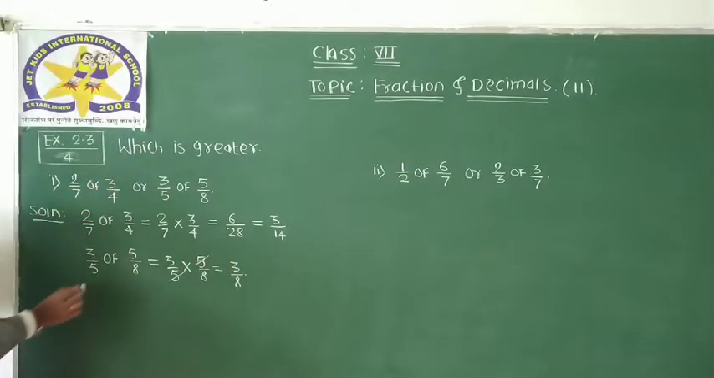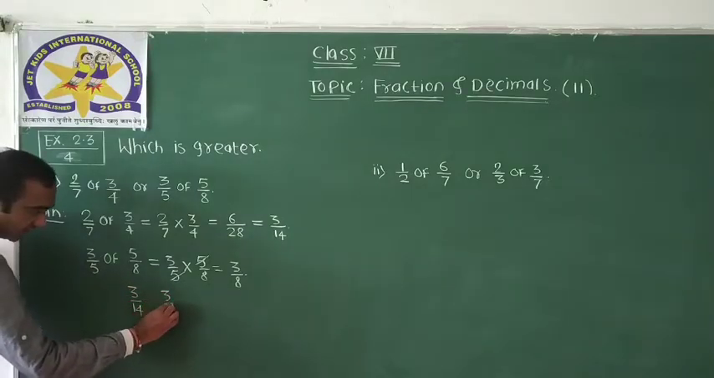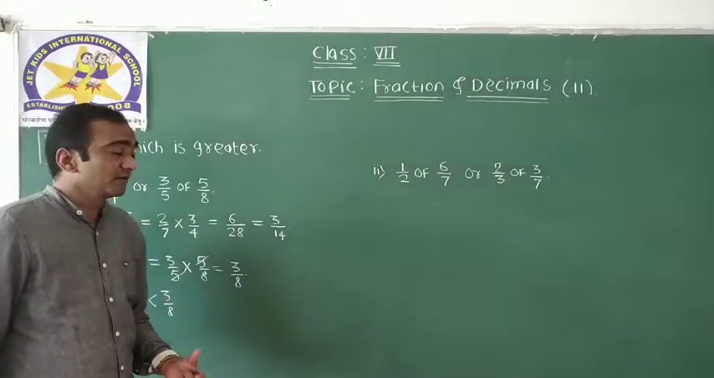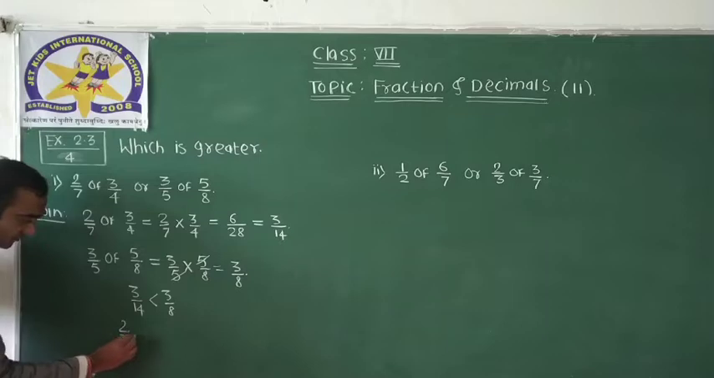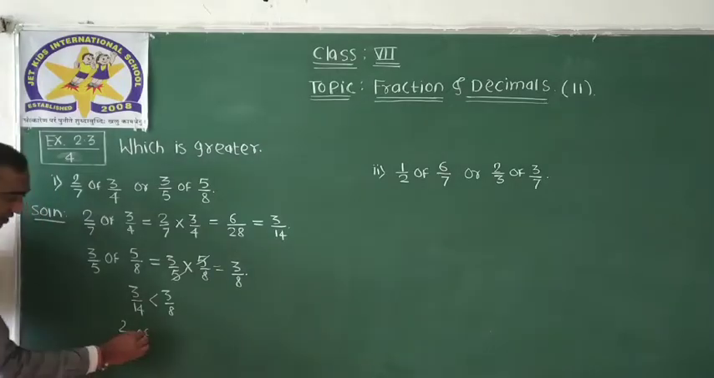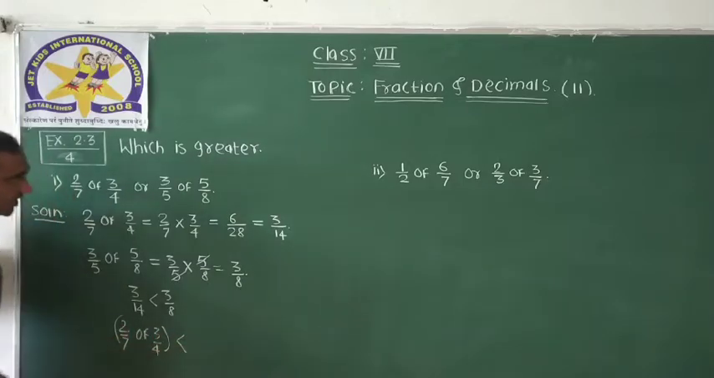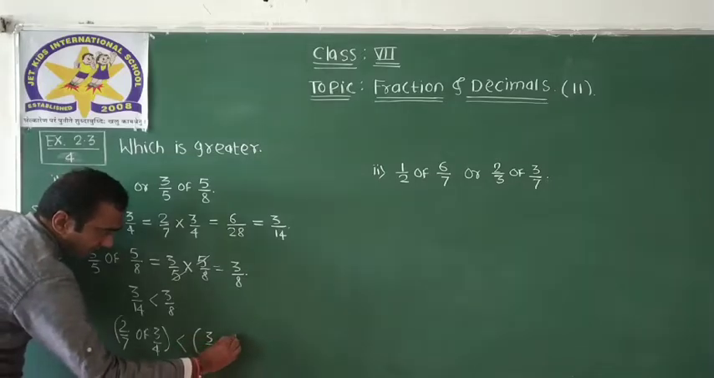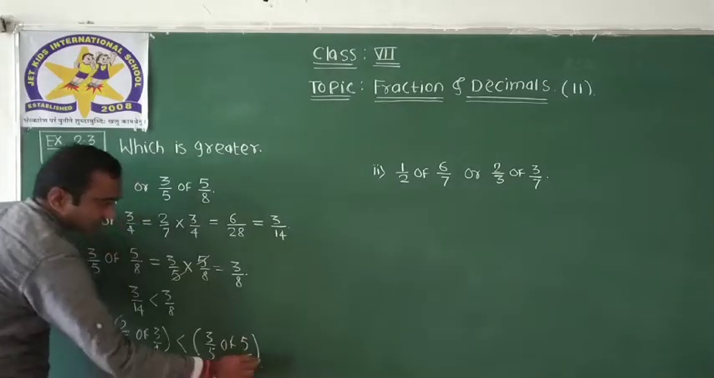Now compare which number is greater, 3 by 14 or 3 by 8. Yes, which number is greater? 3 by 8 is greater than 3 by 14. Therefore, the final answer is 2 by 7 of 3 by 4 is less than 3 by 5 of 5 by 8. Very easy question to understand.